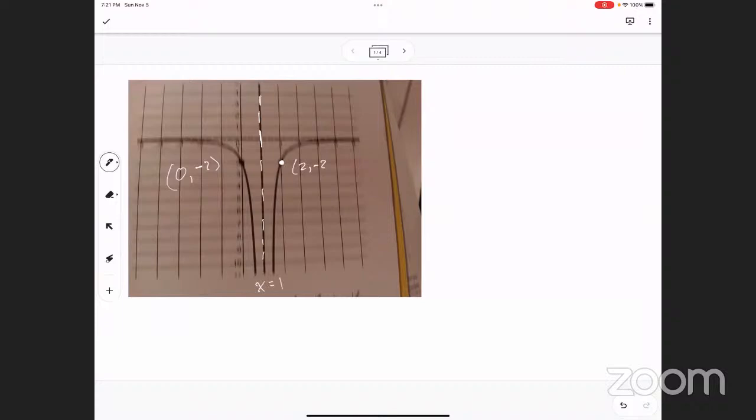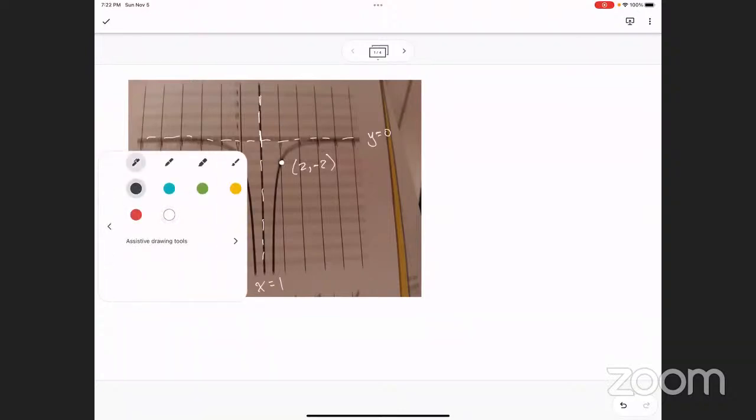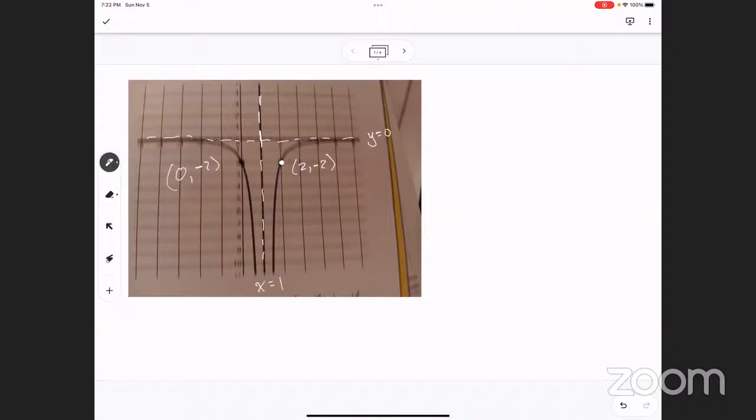And then you can see that we have a horizontal asymptote at y equals 0. Now, when there's a horizontal asymptote at y equals 0, that means it's a bottom heavy function, meaning the denominator has a higher degree than the numerator. So that's the first thing to remember.